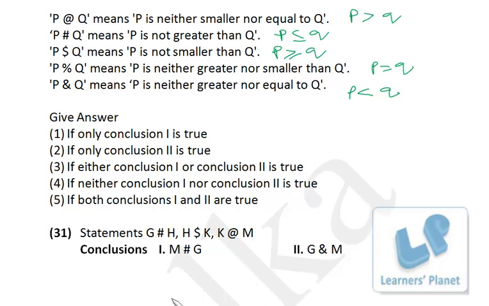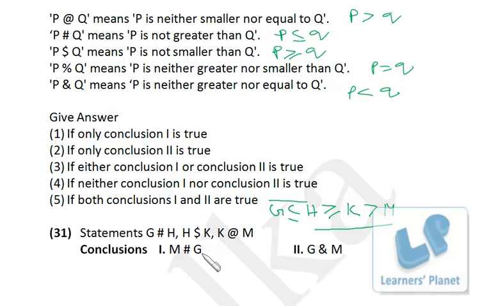Okay. Statement G hash H, that means G is less than or equal to H. H dollar K, that means H is greater than or equal to K. K at the rate M, that means K is greater than M. So we are having one sequence and one sequence.